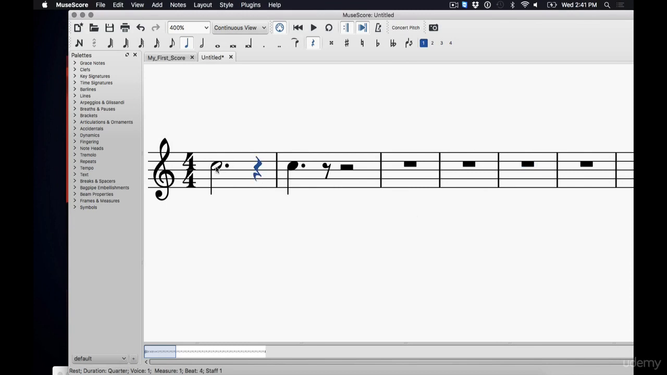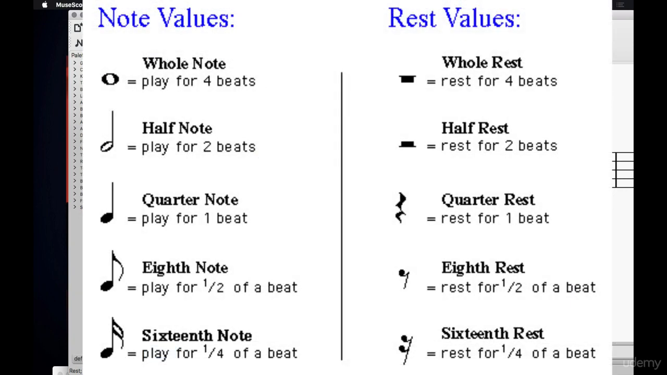There is a symbol for every rhythm that we've talked about so far. So whole notes, half notes, quarter notes, eighth notes, 16th notes, 32nd notes. They all have a correlating symbol that means do nothing for that amount of time. Rest. Just be quiet for that amount of time.